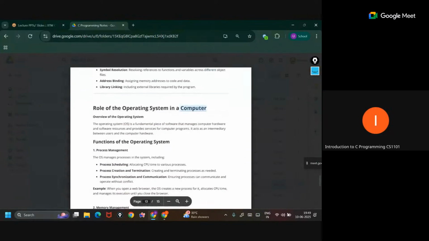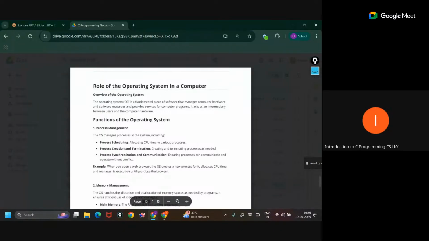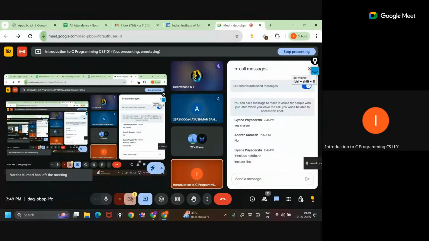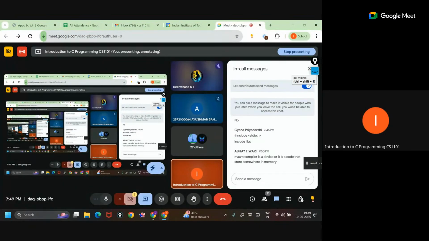And next is the role of the OS, that is the operating system. What do you know about the operating system, people? What is the operating system, that is OS?